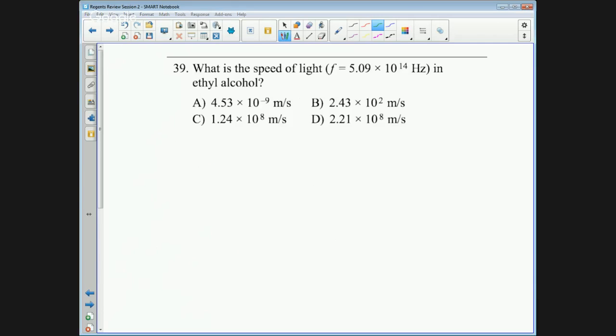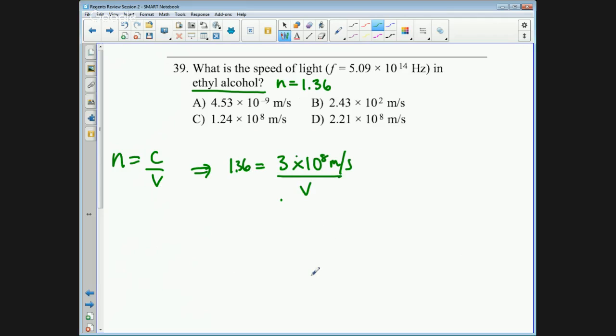So what we're going to do is on the reference table, we're going to use this formula: n equals c over v. Ethyl alcohol has a value on the reference table, on page 2. Ethyl alcohol has an absolute index of refraction of 1.36. So 1.36 equals the speed of light, 3 times 10 to the 8 meters per second, over its new speed.